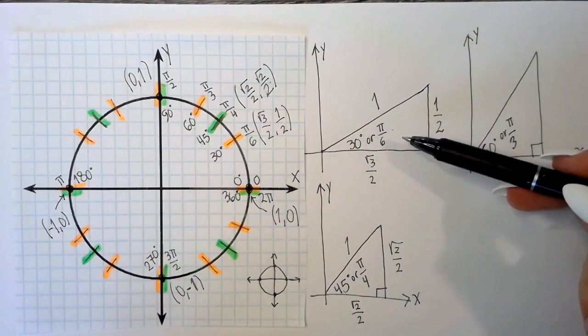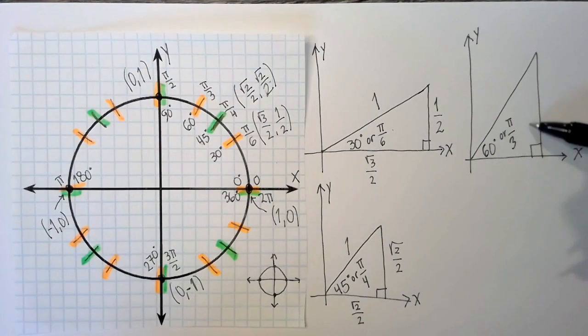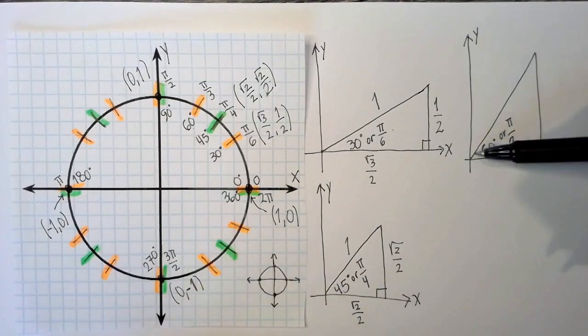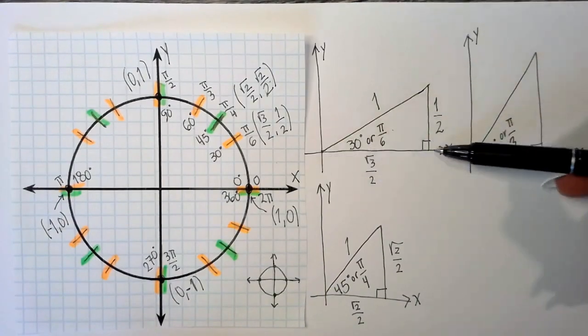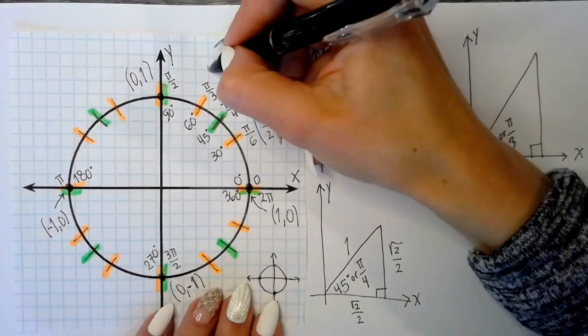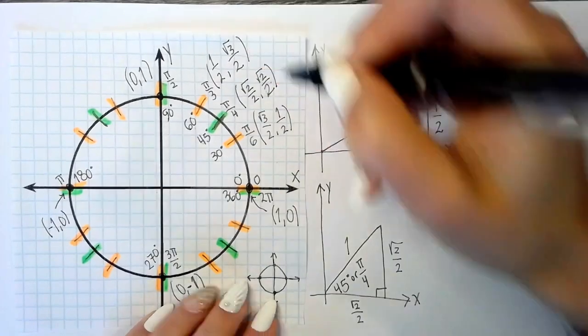Now, the last ordered pair at pi over 3 or at 60 degrees is actually super, super easy because it's actually the same triangle. It's a 30, 60, 90 triangle. It's just sort of flipped over and sitting in a different direction. So we're going to move over 1/2 and we're going to move up root 3 over 2.